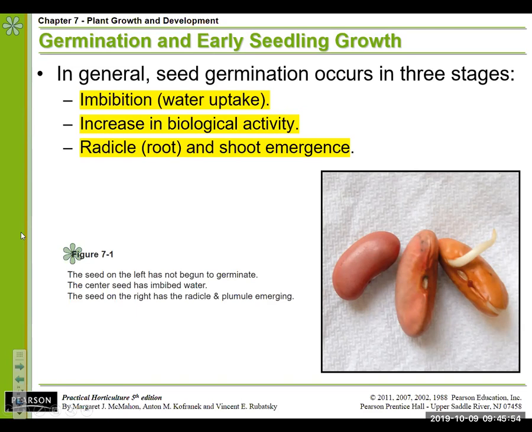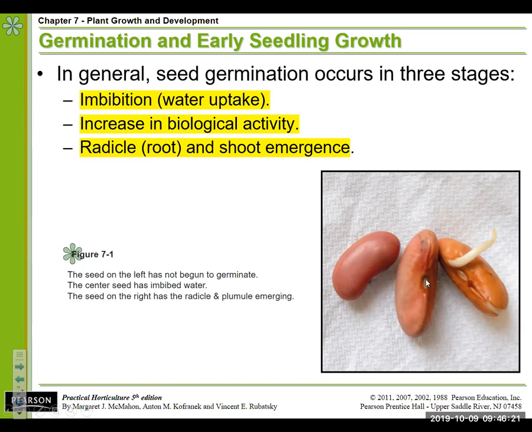But they need the right amount of moisture to be able to take it up and increase the biological activity, which is the second stage within the seed. This is basically the embryo starting to utilize the sugars that are stored in the cotyledons and in all the food storage organs in the seed.